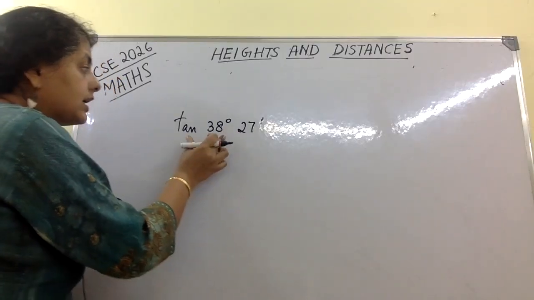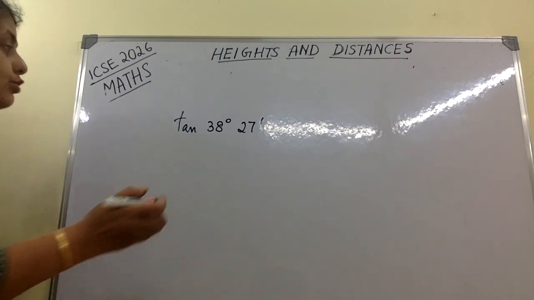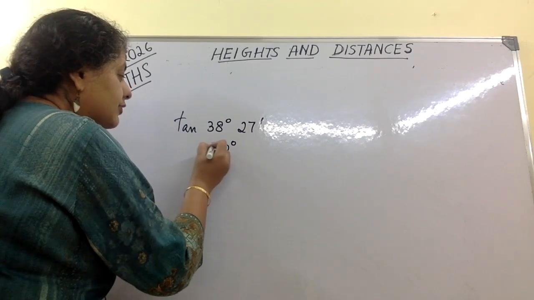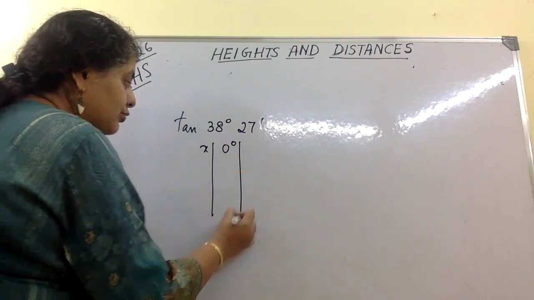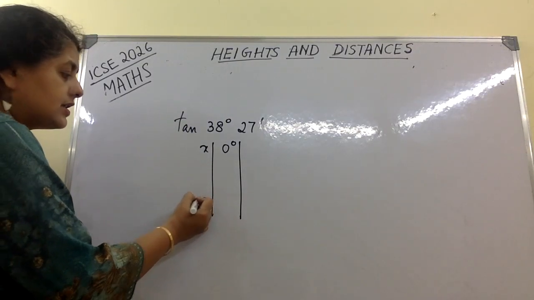27 minutes. Okay, to find tan 38 degrees, you need to see the table. Here you have the x column, then you have the 0 degree column, and then you have 38 degrees here.